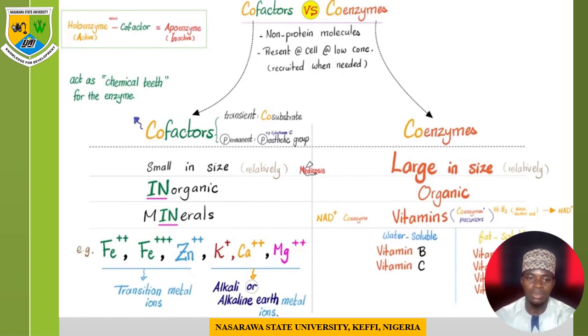These minerals are usually any other element within the periodic table apart from carbon. We have transition metals ions, like the ferrous, the ferric, the zinc ion, and we have the alkali or alkaline earth metals. These are usually group 1 and group 2 of the periodic table.